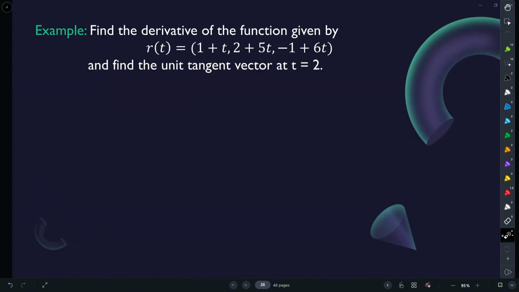Okay, so let's do some examples. Let's find the derivative of the function given by r of t equals this function, and find the unit tangent vector at t equals 2. As I said, to find the derivative, you just take derivatives component by component. What is the derivative of 1 plus t? And by the way, by prime we mean d/dt of r of t. The derivative of 1 plus t is 1. Of 2 plus 5t? 5. Of minus 1 plus 6t? 6.